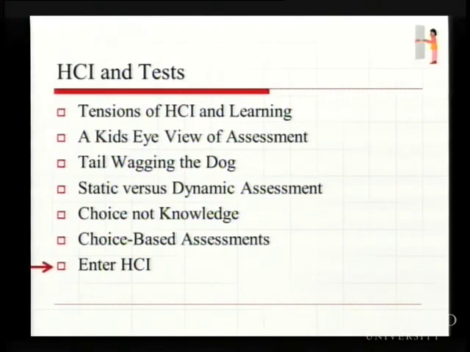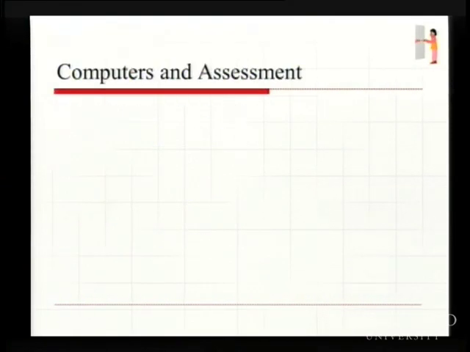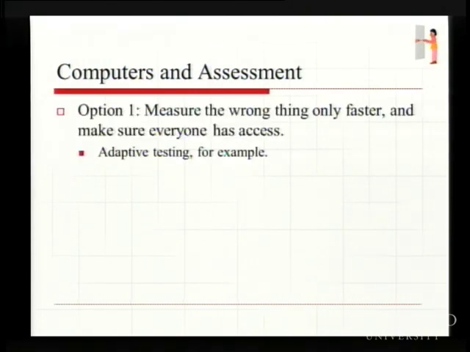So now we can bring in HCI. So computers and assessment. Here's option one. We can measure the wrong thing only faster, and in a very computer science way, make sure everyone has access to the bad thing. Right? We could do this. A great example of this is adaptive testing.